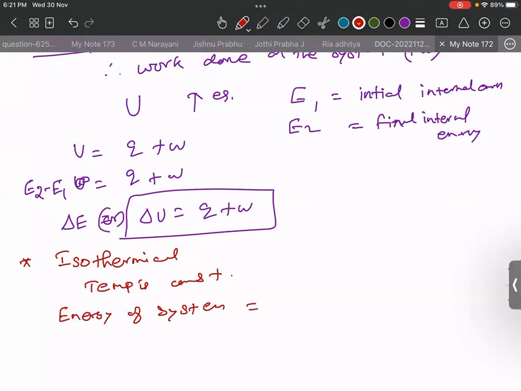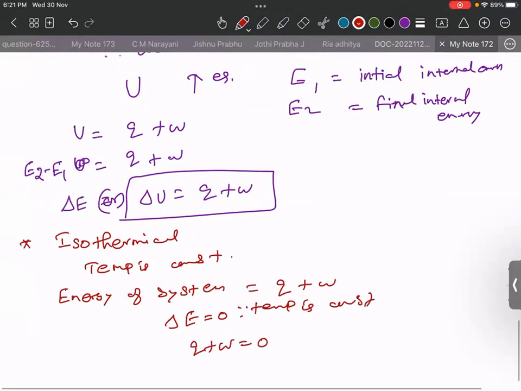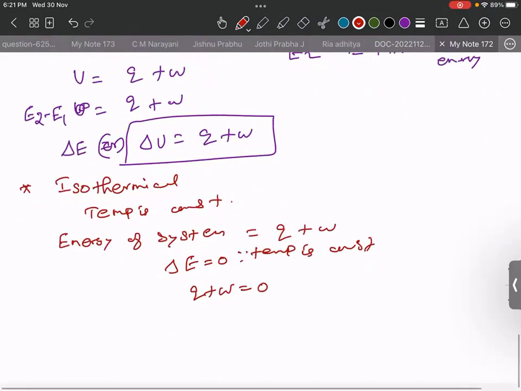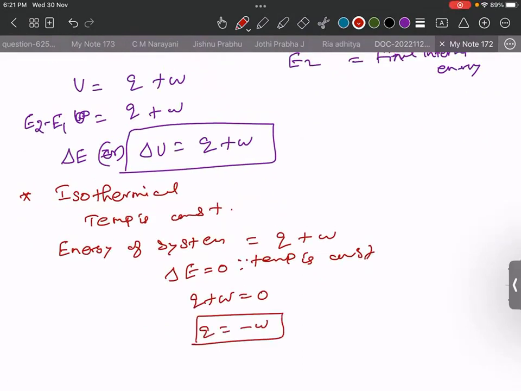Now you tell me, you have the Q plus W. Here, the temperature is constant, so automatically delta E is 0. Why? Because temperature is constant. So now Q plus W is equal to 0. Then Q is equal to minus W, according to isothermal. And then we go to isochoric.